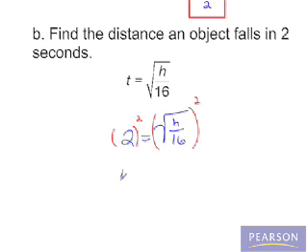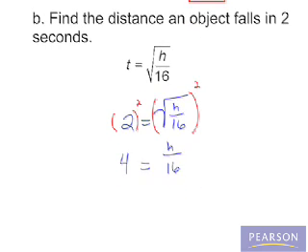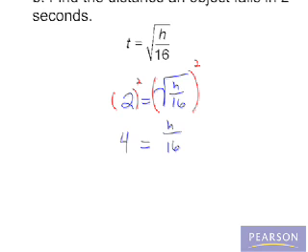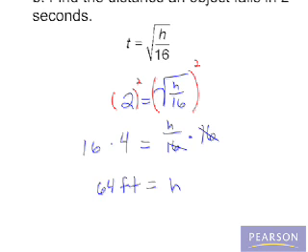On the left-hand side, 2 squared is 4, and on the right-hand side, the square and the square root cancel each other out, and we're left with h over 16. We will now multiply both sides by 16. And on the right-hand side, our 16s divide out. We're left with h, and 16 times 4 is 64. So the height will be 64 feet.